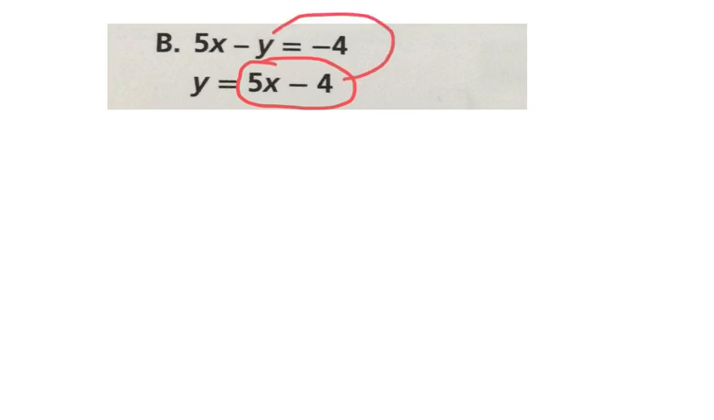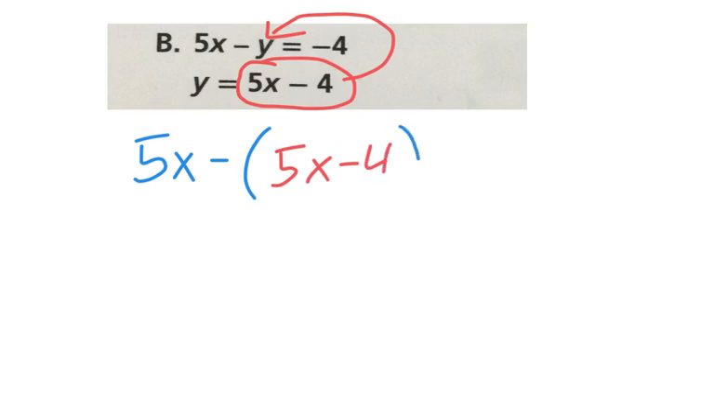So I could take this and plug it in for y in the other equation. That would leave me with 5x minus y. So I have to subtract all of y. So it's going to be minus, in parentheses, 5x minus 4, close parentheses, equals negative 4.